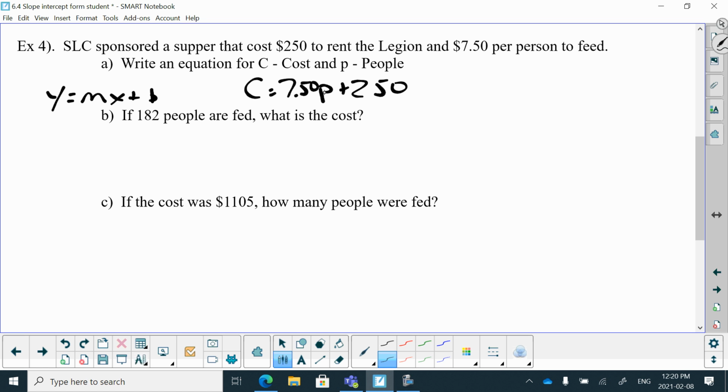Okay, so with our equation, if 182 people are fed, how much did it cost? What do we have to do to figure that out? Karen, can you help us there? You would substitute the 182 for P. Sure, tell me what to write, please.